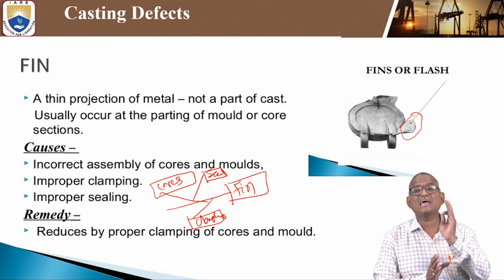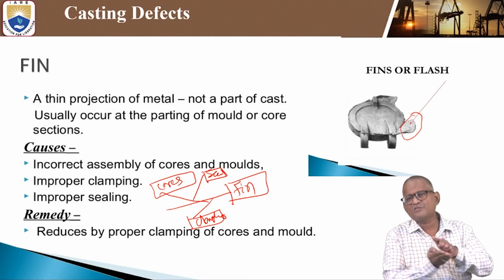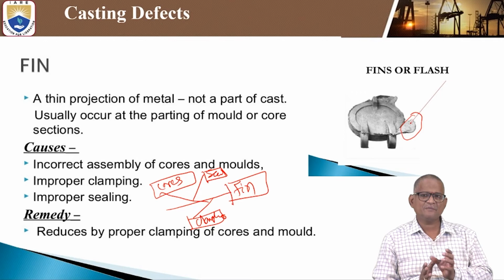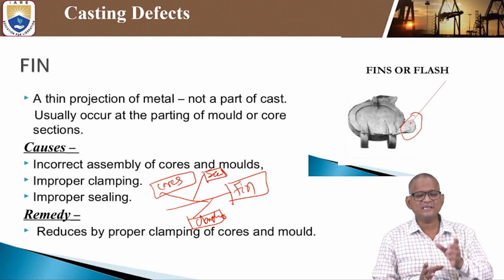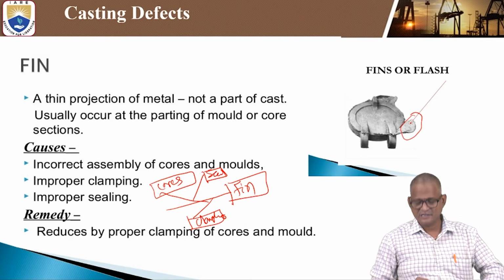And proper clamping should be done. If the clamping is loose, overflow will occur. That's why flash and fins may occur. Proper clamping of the core molds should be done, and sealing also has to be done effectively. So this is about the fin defect.